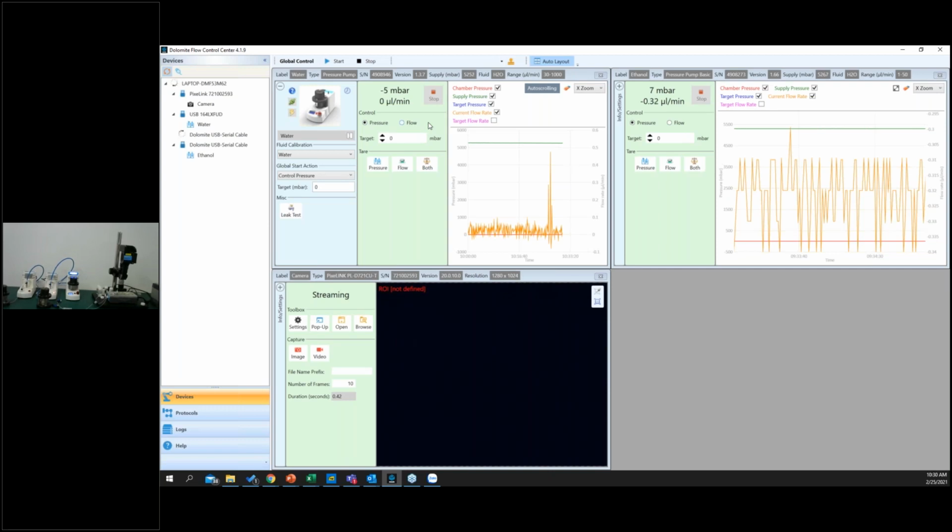In this case, the supply pressure is around 5,000 millibar, we have the fluid set to water, and we use the microfluidic sensor ranging from 30 to 1,000 microliters per minute. Let me show how the pressure pump works using this.